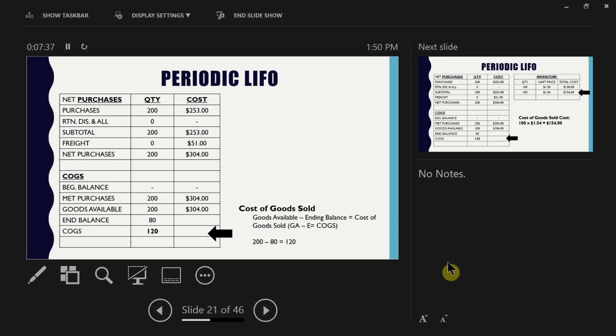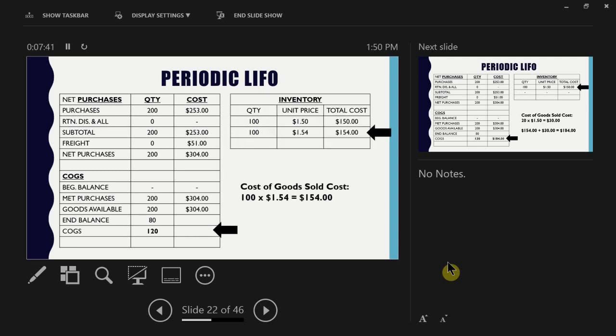Okay. So now we need to solve for the total amount that I actually sold. Let's take a look at our inventory. We bought two batches of inventory, two batches of 100 each, one for $1.50 and one for $1.54. If I'm going to apply LIFO, last in are the first to go. That's how I always remind myself. Last ones in are the first to go.